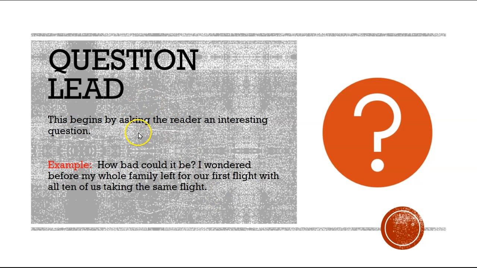You could start off with a question. This begins by asking the reader an interesting question. Since we're doing a Halloween narrative, don't ask me, "What's your favorite Halloween costume?" That's not it. We're not writing an opinion. We're writing a narrative, meaning a story that has events that are in order.